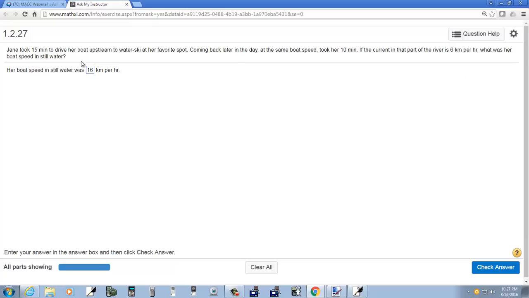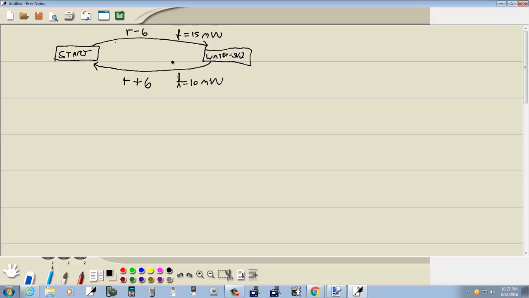Okay, I guess that's all the information. Well, we know that this distance is the same as this distance, so our distance going is going to equal the distance coming back. Distance is equal to R times T, so here our R is R minus 6 times 15 minutes. Now distance coming back, R times T, so we'll have R plus 6 times 10 minutes.